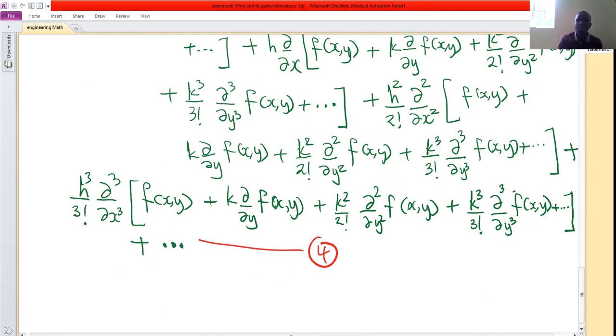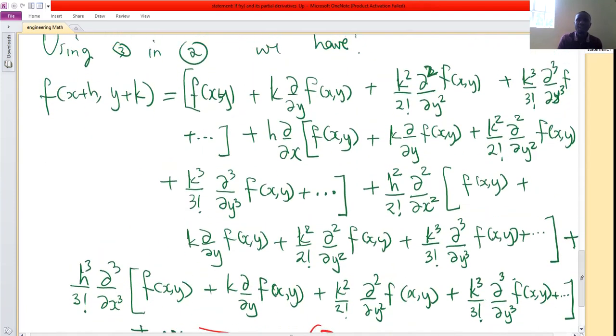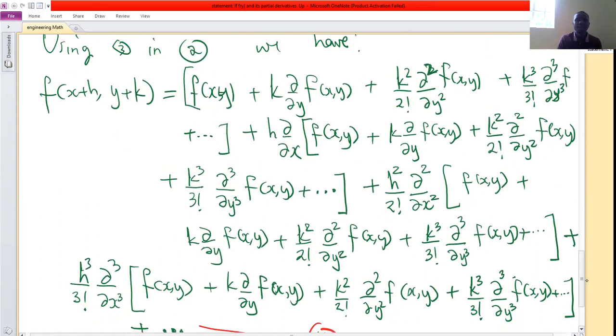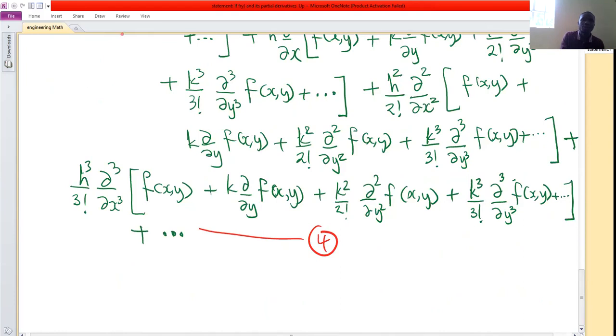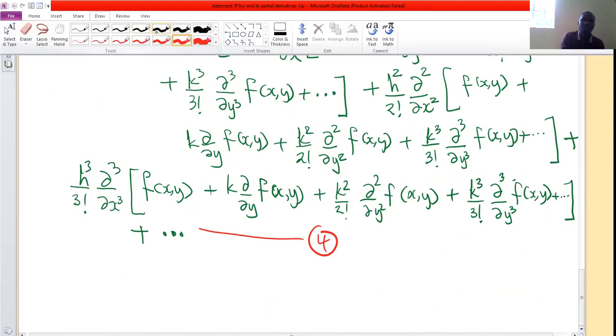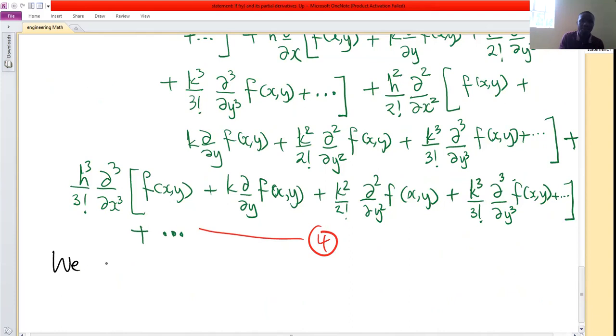Now we want to simplify 4 so that we bring those terms without partial derivatives together, those terms with one partial derivative together, and those terms with second order partial derivatives together, those terms with third partial derivatives in order, etc. I then say on simplifying 4, we can rearrange terms in 4 to obtain.